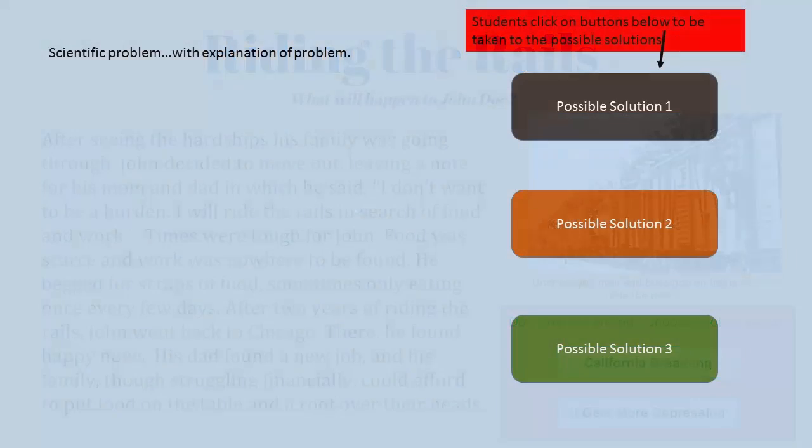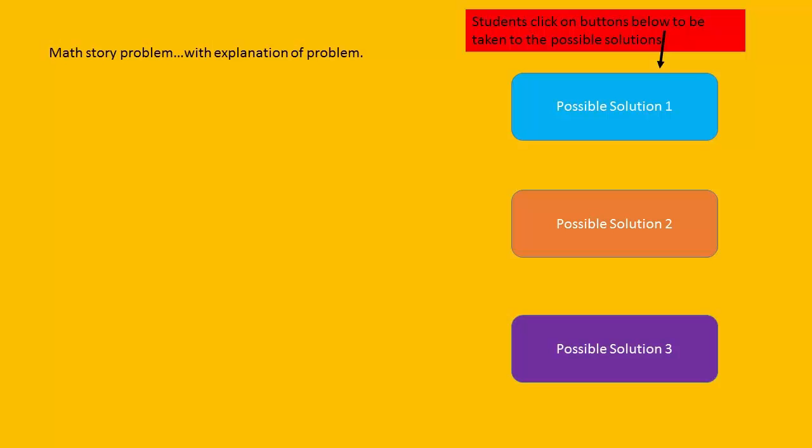For example, in science, you could create a choose your own adventure story in which you pose a scientific problem for students and then have them choose among a few alternate solutions. This same concept could be used in math class, where students have a story problem that evolves in Google Slides, and then at the end of that problem, students choose among a few alternate solutions, with one of those solutions being the correct one and the other two being incorrect.